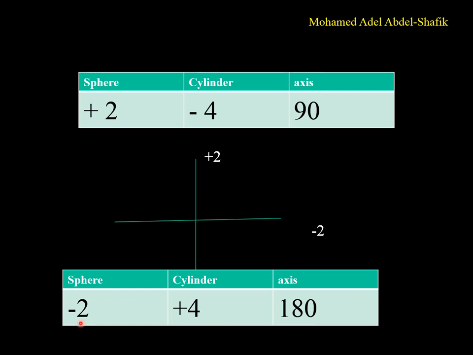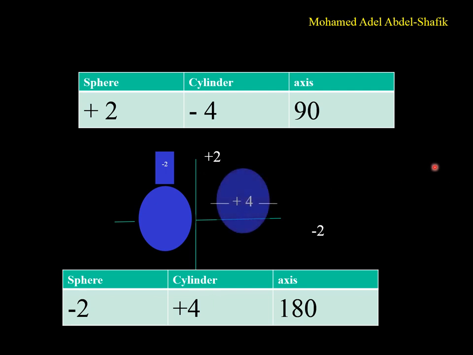Or we can start by minus 2 sphere. Minus 2 sphere, this is a minus lens, is going to weaken everything behind it. So this strong meridian will be corrected. I'm going to weaken it so it will be 0. And this hypermetrope is already weak, will be weaker by 2, so it will result in plus 4. So to correct, we need to use a cylinder plus 4 power, axis 180. So we can write the correction like this or like this. Both are the same, they have the same effect.